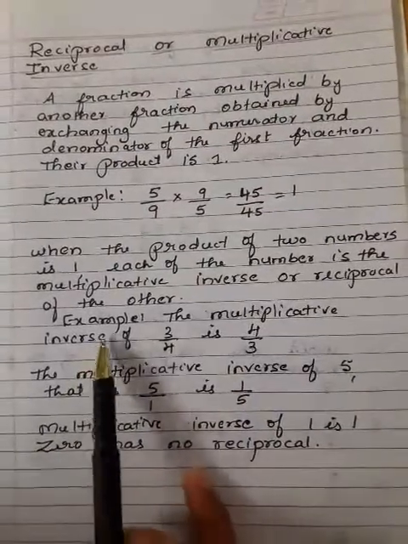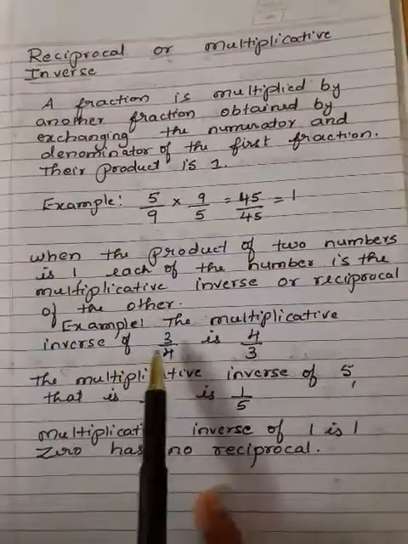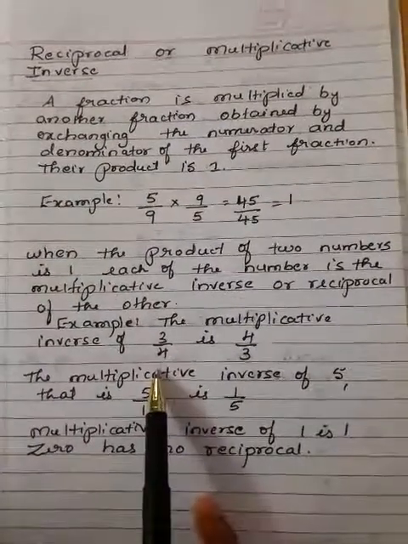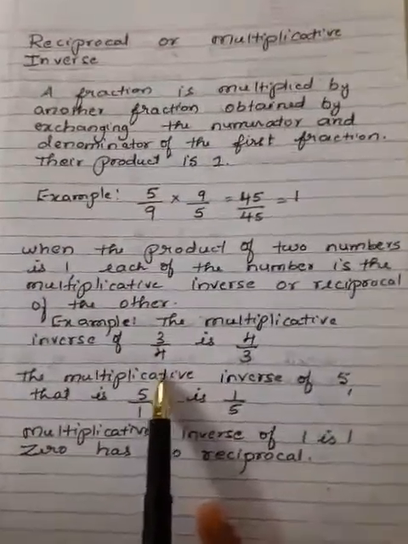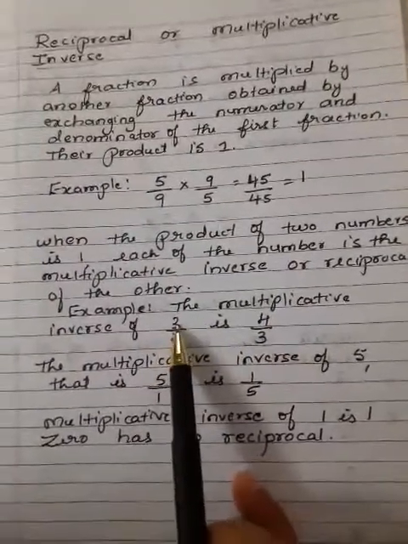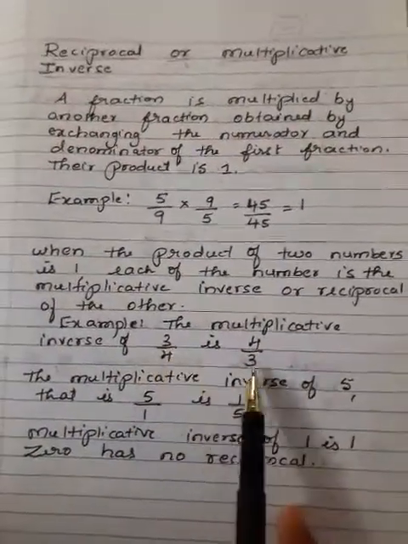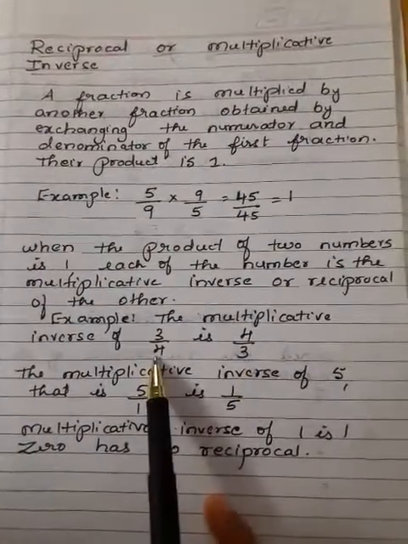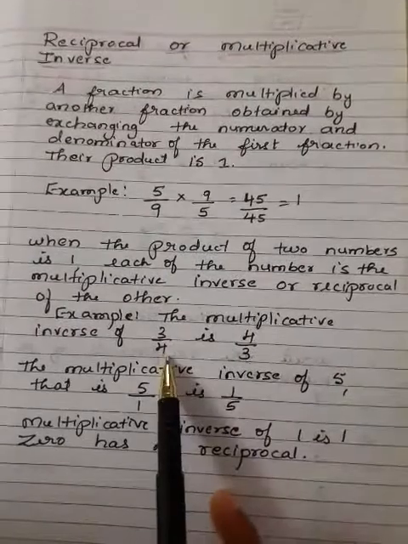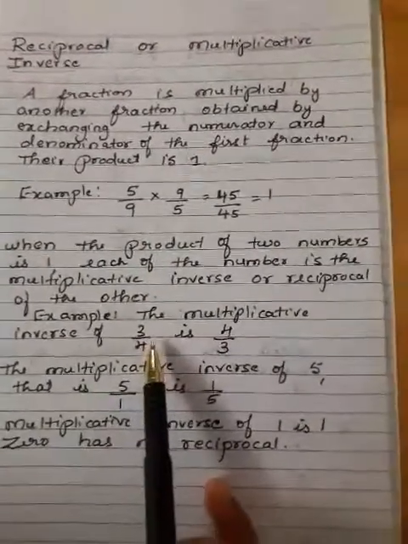Here example C, the multiplicative inverse of 3 upon 4. How to write the multiplicative inverse or reciprocal of 3 upon 4? Exchange the numerator and denominator. So the numerator is here 3, so you write it in the denominator, and here the denominator is 4, so you write it in the numerator. So 4 upon 3, reversed, correct?